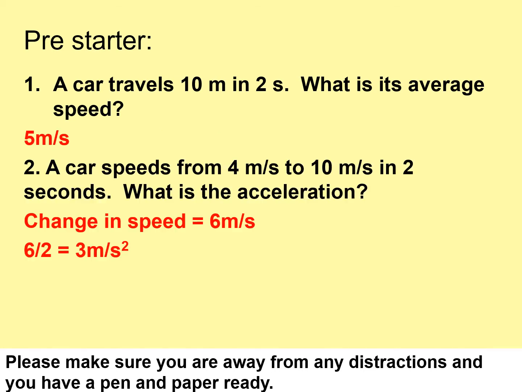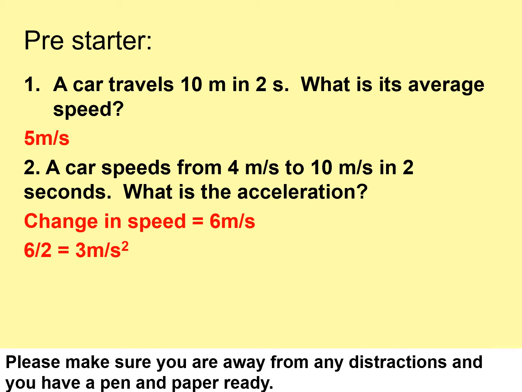Okay, let's go through some of these answers. You should have done 10 divided by 2, which is 5. So that gives you 5 meters per second. And then for the next one, you have to work out the change in speed. So you should have 10 minus 4, which is 6, and then divided that by the time, which is 2. So 6 divided by 2, which equals 3, and it's meters per second squared.